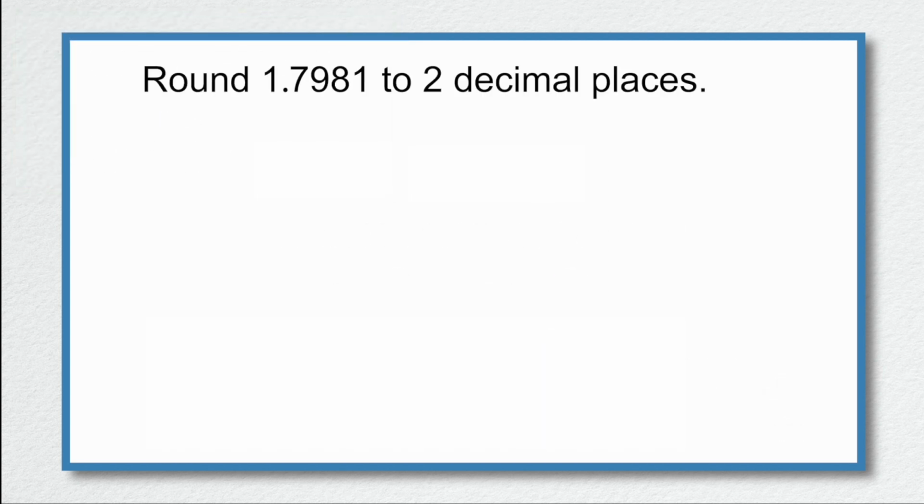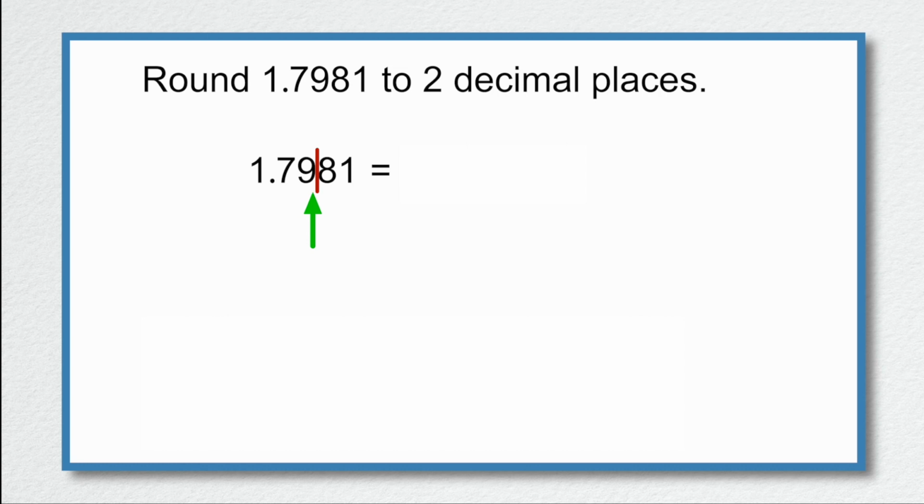Round 1.7981 to 2 decimal places. There's our number, and there's our cut-off point. So bearing in mind what we have just done in the previous example, the question is asking, when rounding this number to 2 decimal places, do we round this number down to 1.79, or do we round this number up to 1.80? We now have to determine whether we keep that 9 the same or whether we round up.